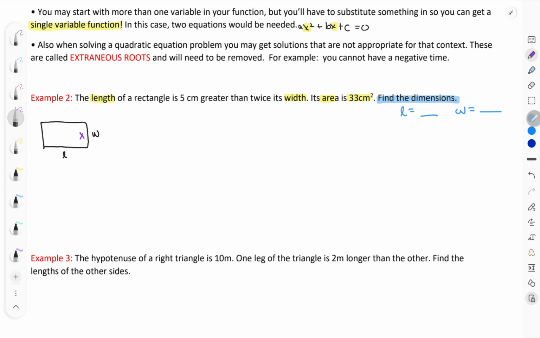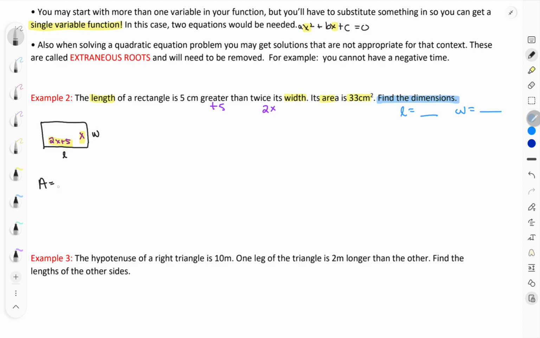So what if I just call my width x? Well, if my length is 5 centimeters greater, which means plus 5, than twice its width, then I can describe my length as 2x plus 5. So that way I know that length and width are different parameters, but I've already defined them both in terms of x, so that makes my life a little bit easier.